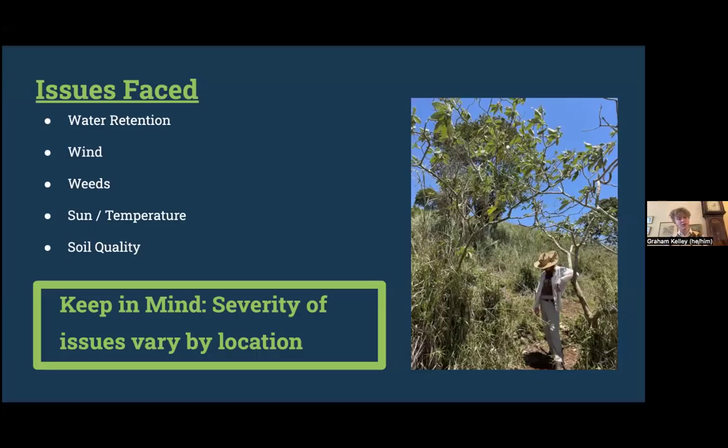So I want to remind everybody that the severity of these issues depends very much on location, not the location of the cinder cone, but where on the cinder cone. Would water retention be better at the top or bottom? Would wind be increased on the side that faces the wind versus the side that doesn't? Would sun and temperature exposure be worse at the top or the bottom, which was subject to more agricultural use? So I want you to keep these things in mind, to know that the solution we come up with can't be one uniform solution. It has to be something that can adjust to this specific environment.